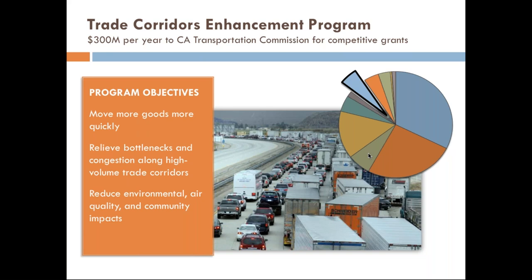So one way we do that is by getting involved in this Trade Corridor Enhancement Program. And as it says here, this program will be overseen by the California Transportation Commission, which will get $300 million per year for competitive grants. The real goal here is to move more goods more quickly through California's freight system. And the way this program is being designed, it's primarily going to attempt to do that by focusing on ways to relieve bottlenecks and congestion along major roadways that carry a lot of goods. This is what we call trade corridors, of course.